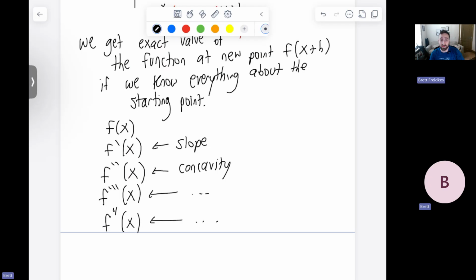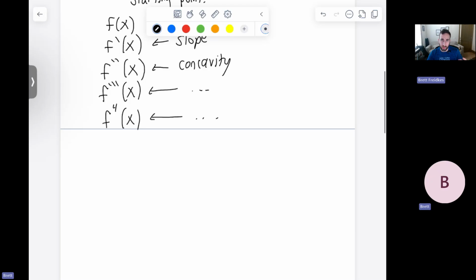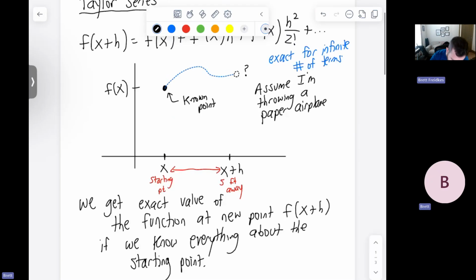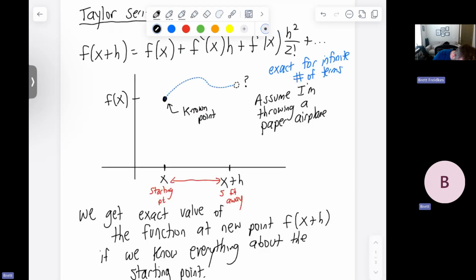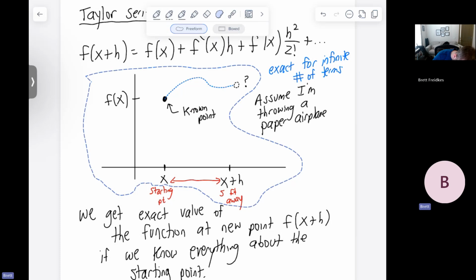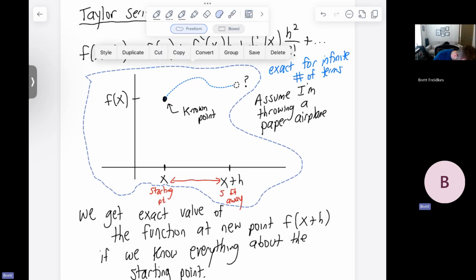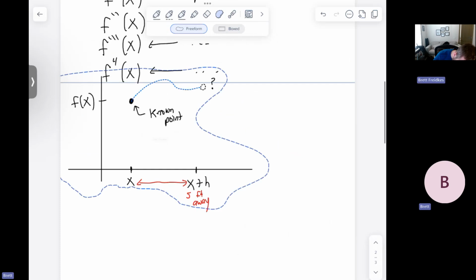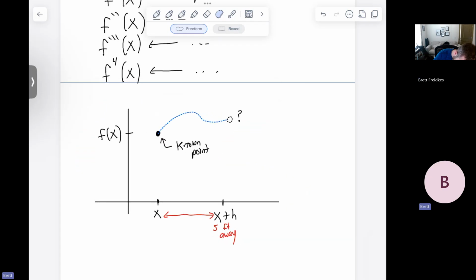If I know all of the behavior at my point, I can predict what's happening. And let's look at the cases where we don't know everything that's happening and kind of see how that translates. So I'm going to take this graph here and copy it. We're going to do some examples of this. And that's our known point.